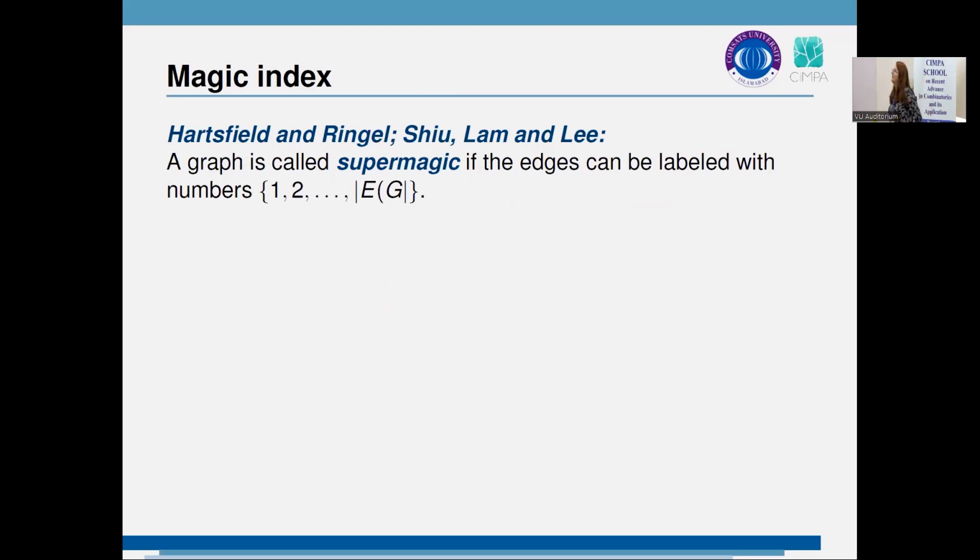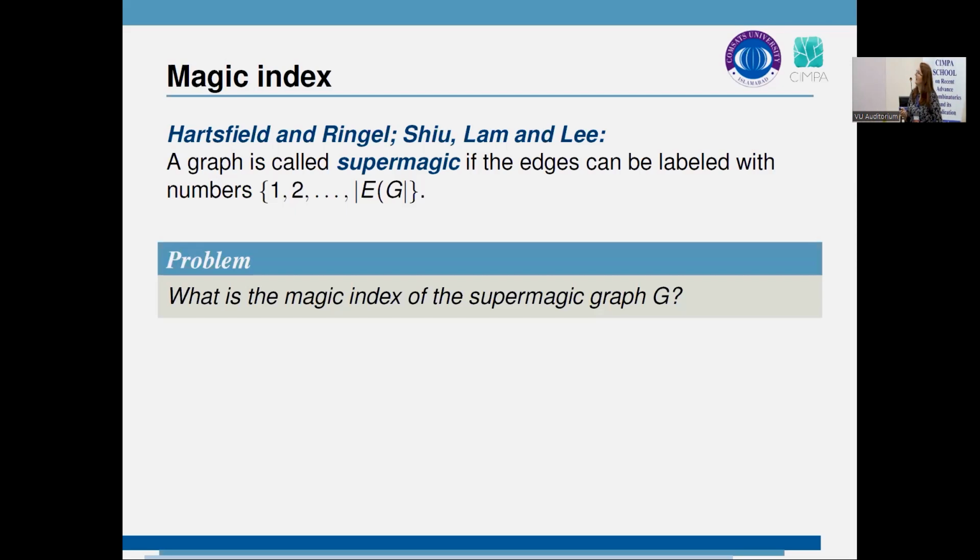Okay. Now, my question is, consider that we have a supermagic labeling. We use the definition of Hartsfield and Ringel. So we assign numbers from 1 up to the number of edges to the graph. And now my question is, what is the magic index of a supermagic graph? If you have a supermagic graph, try to find the value of the magic index. It's not complicated.